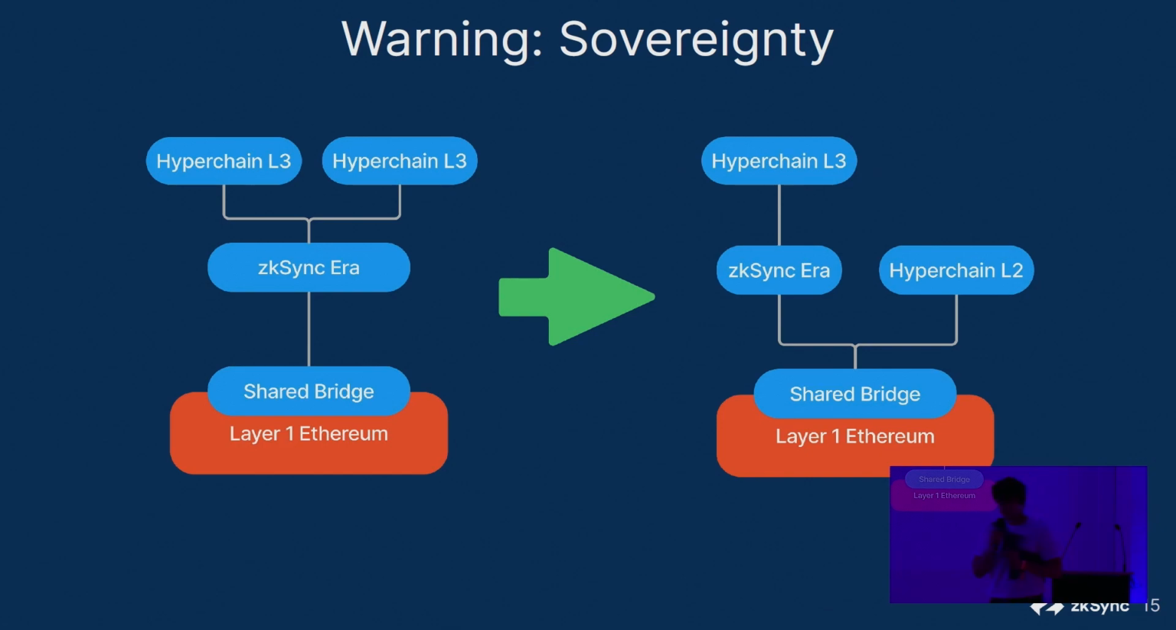But before we start, for any construction, the hyperchains have to be sovereign. So this means that if you, for example, have a layer 3, the layer 3 will be able to quit the layer 2, and become its own independent and sovereign layer 2. And it will be able to settle to the shared bridge alone.